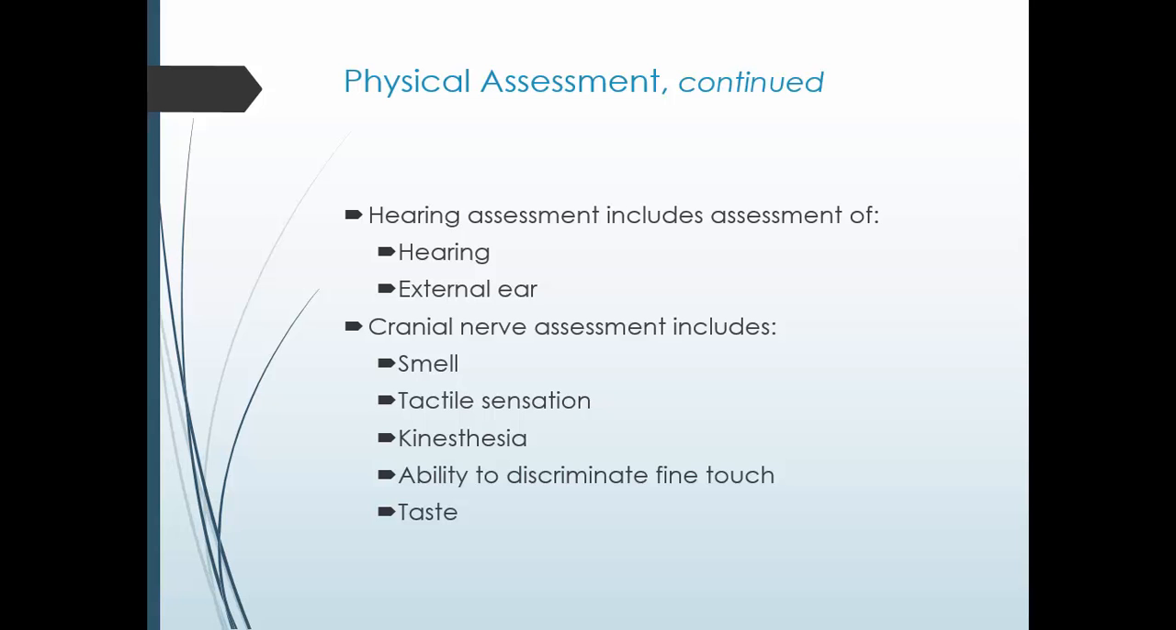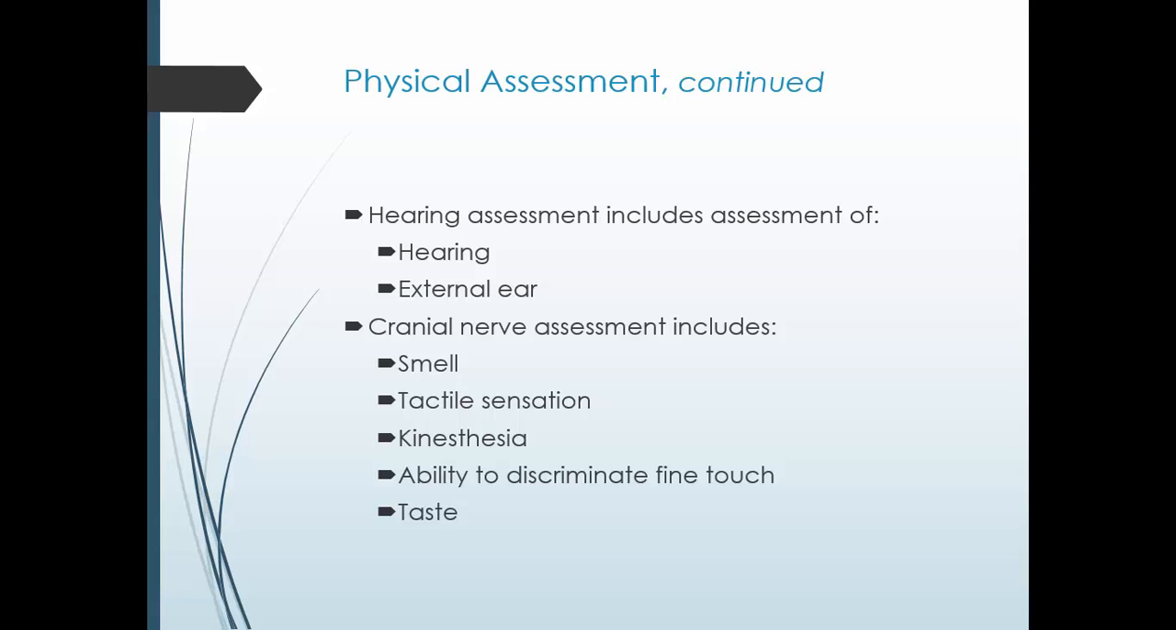Tactile sensation, you're looking at, can they differentiate between sharp and dull objects? Touch the skin in various spots, and they should be able to tell you where you're touching them. They should be able to tell you whether something's warm or cold. Kinesthesia is a position sense, also numbness and tingling. Ability to discriminate fine touch.